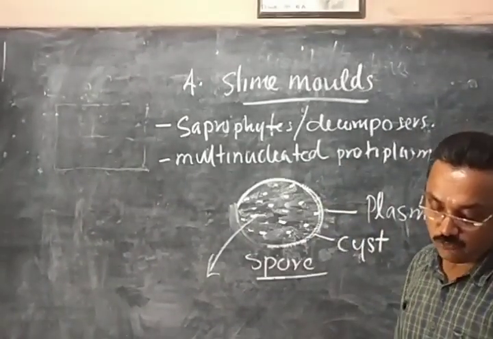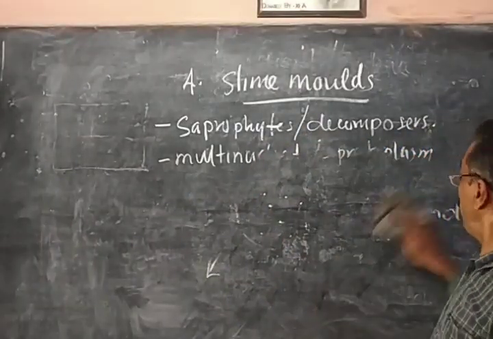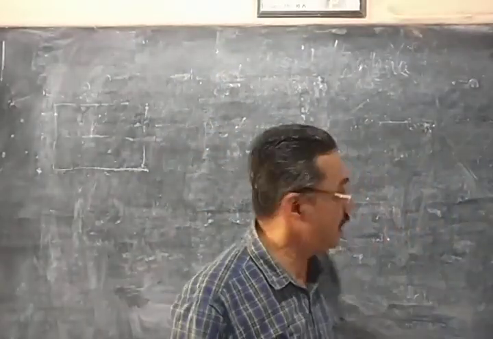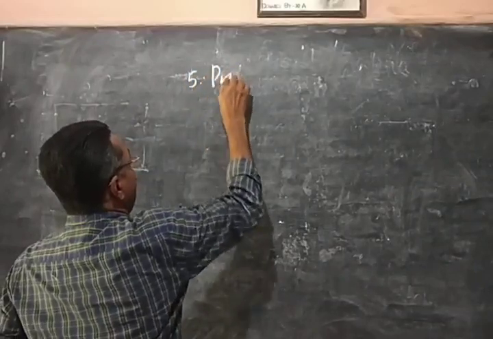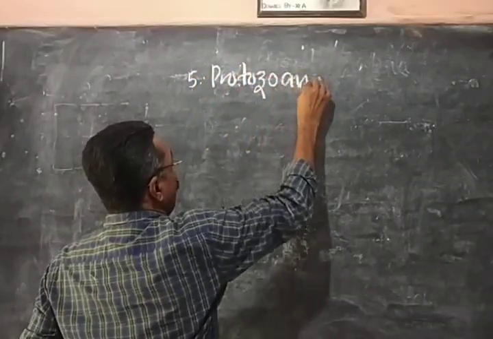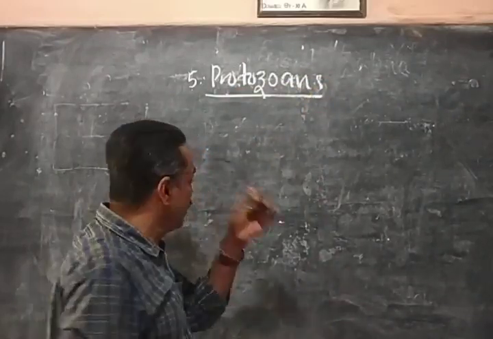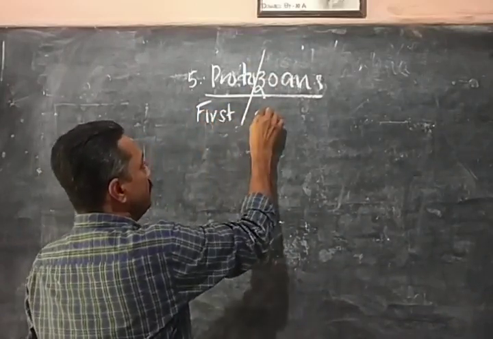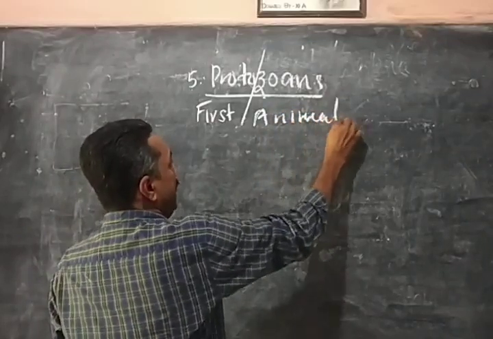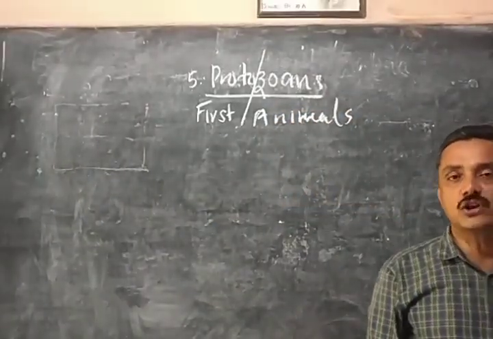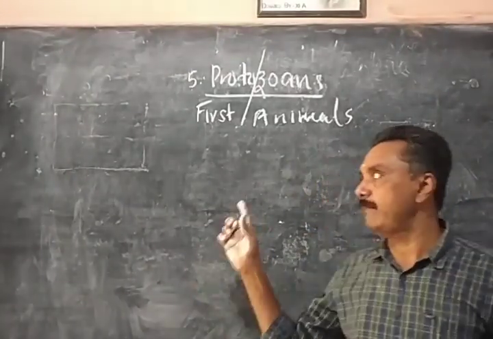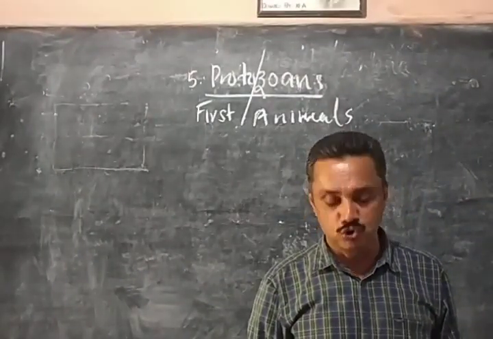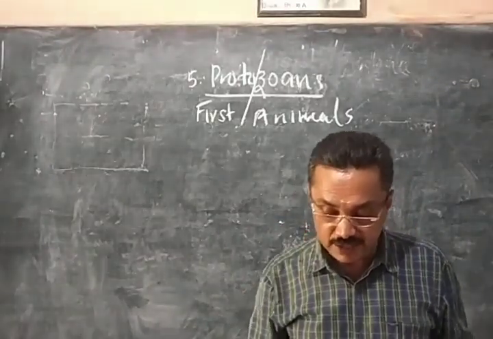Then comes the fifth group of organisms, called protozoans. This protozoans is a Latin word. You remember that it can be divided into two parts. Proto means first, zoan means animals. So first animals are called protozoans. During the course of evolution, true animal character comes by this. This is the origin of the first type of animals during the course of evolution. Protozoans, first animals.